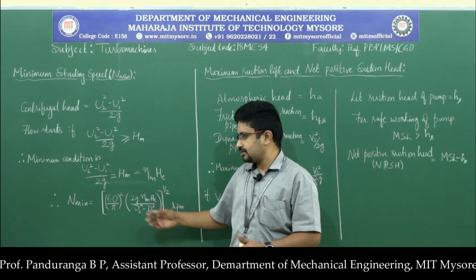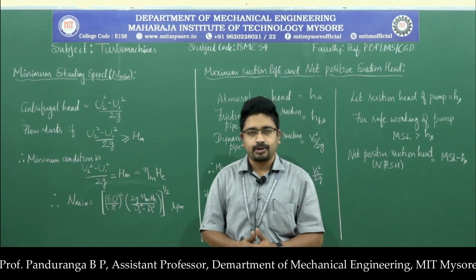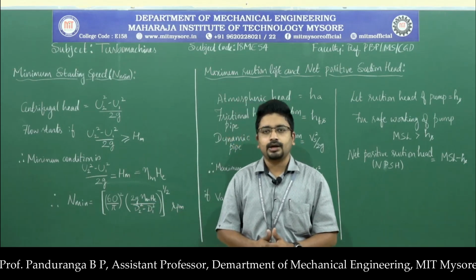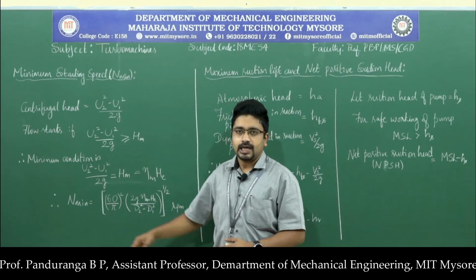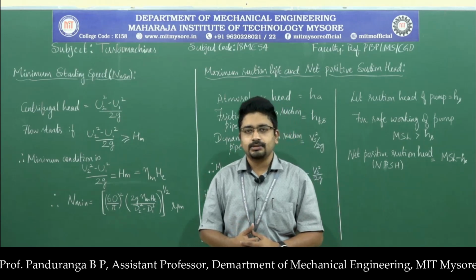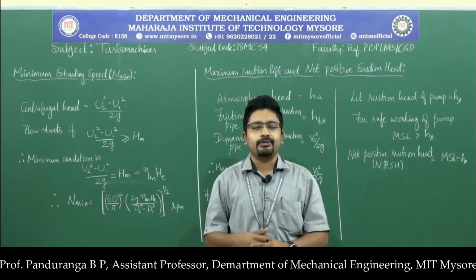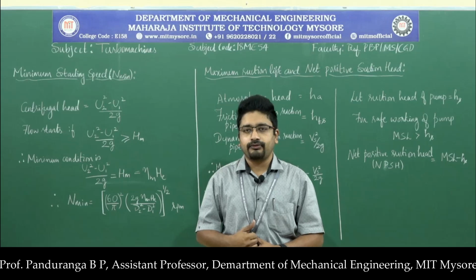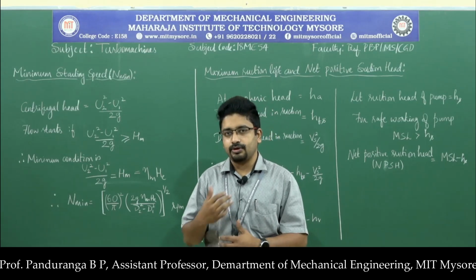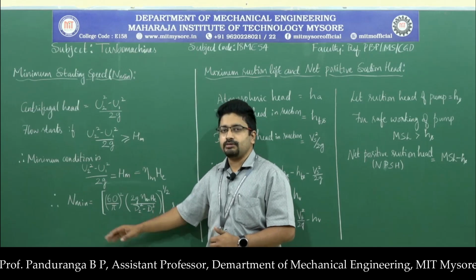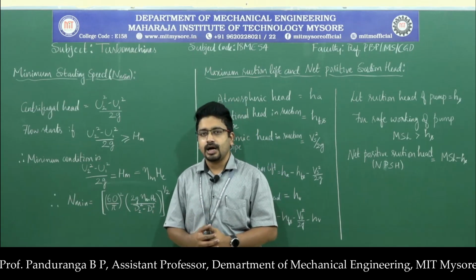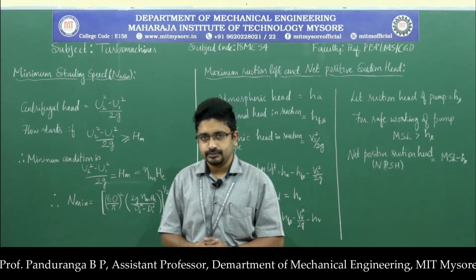So this gives us the minimum starting speed of a pump, which means that the flow will start only if the pump reaches this speed. If the speed of the pump is less than the minimum starting speed, then there will be no output or outflow from the pump. So for the flow to start, we need to achieve this speed. After this only we will be able to get the output from the pump.